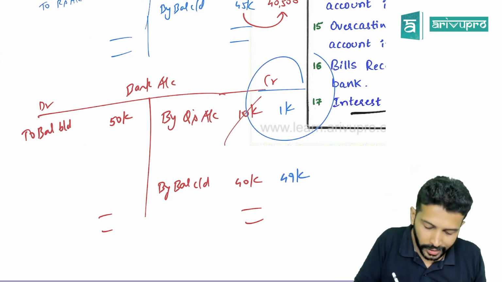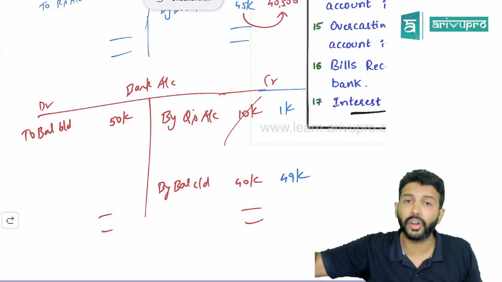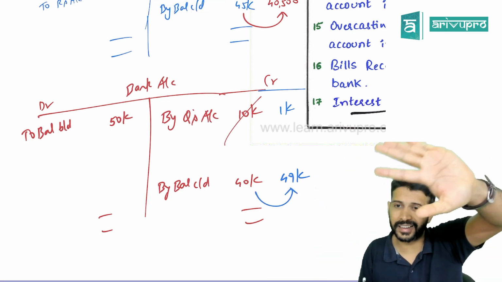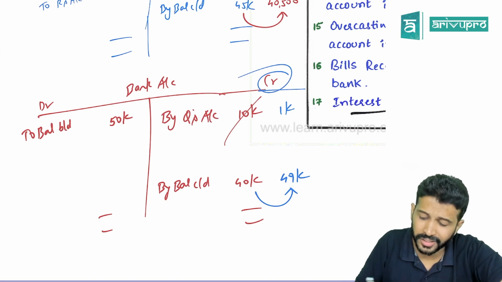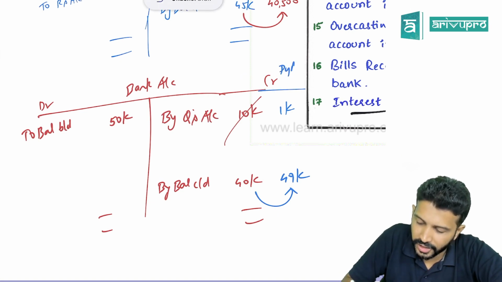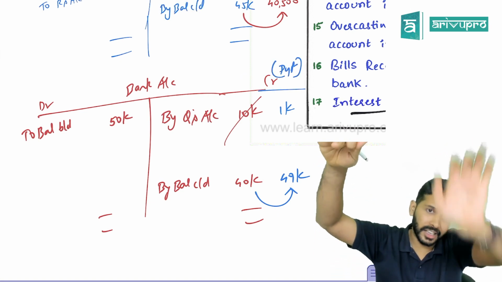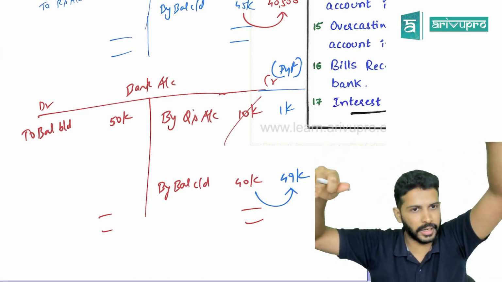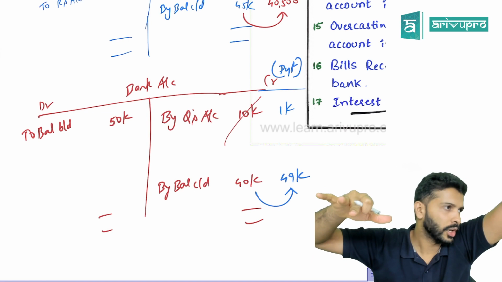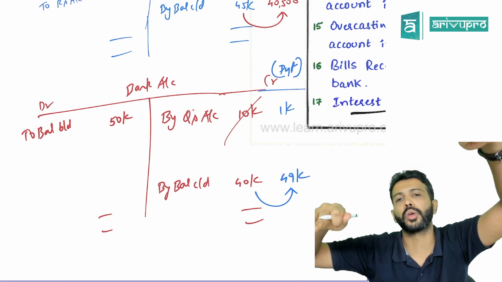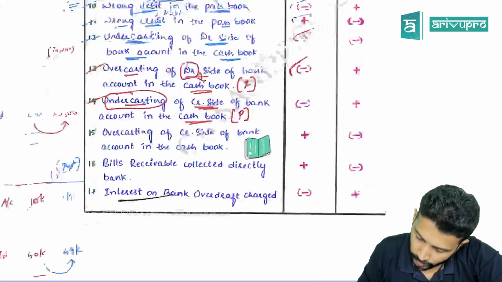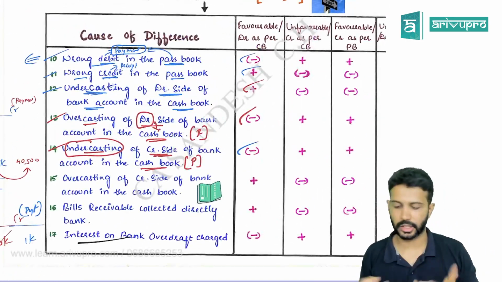So if you do undercasting of the credit side of the cash book, what happens to your cash book balance? It will increase. Because the credit side is the payment side. If you are showing less payment, obviously your cash book balance will increase unnecessarily. The passbook has not increased. So how do you reconcile? The starting point is the cash book, so to reconcile, we have to subtract. That's all.